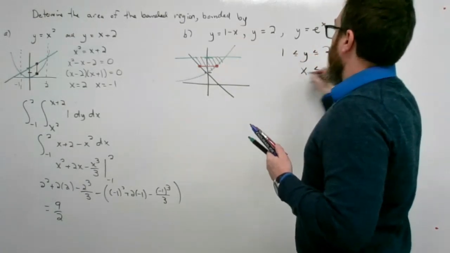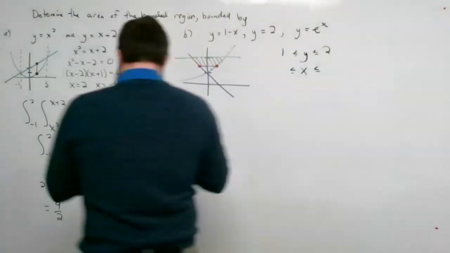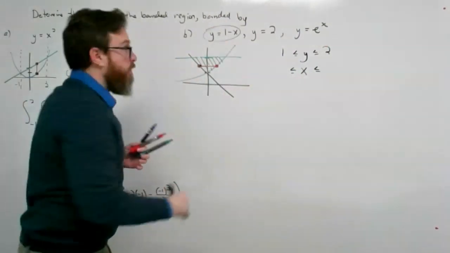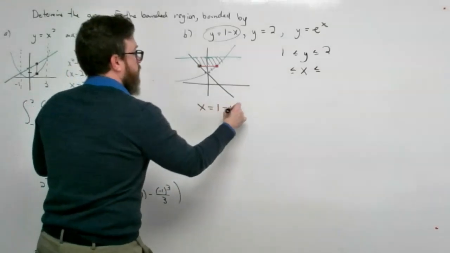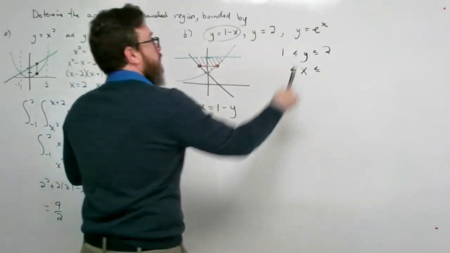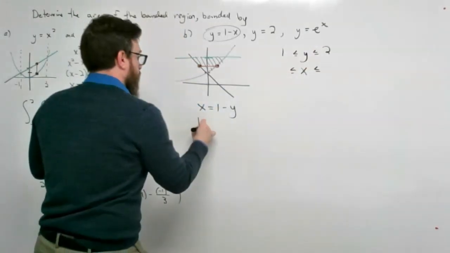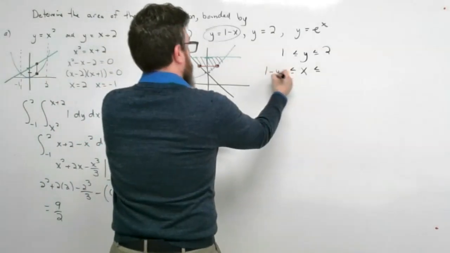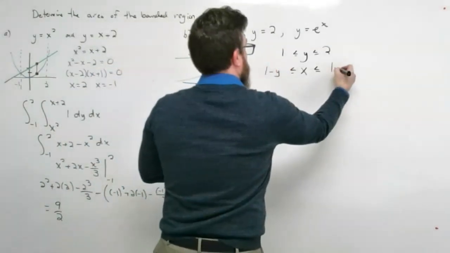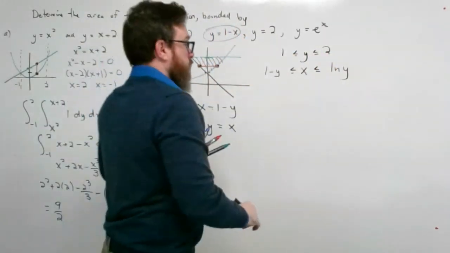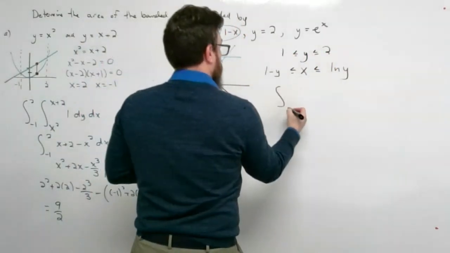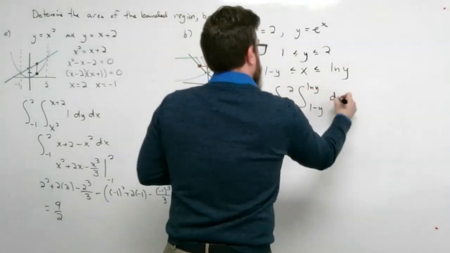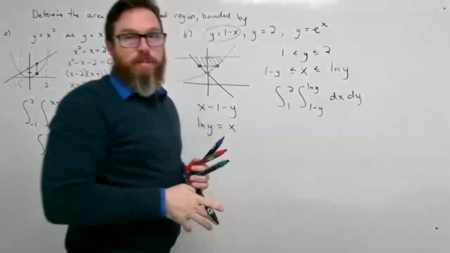And now your x values are going to be bounded between these dots here. So this dot here being this function, except I have to solve it for x. So x is equal to 1 minus y. And this function right here, which means I'm going to have to solve that one for x. So natural log of y is equal to x. So the line is going to be your minimum, left to right, and your maximum is the natural log of y. So now when we set up that double integral, it's going to be the integral from 1 to 2, the integral from 1 minus y to the natural log of y of dx dy. And then you integrate just like you would before.